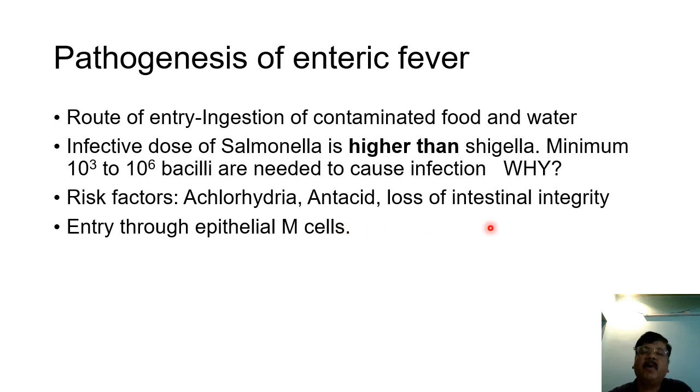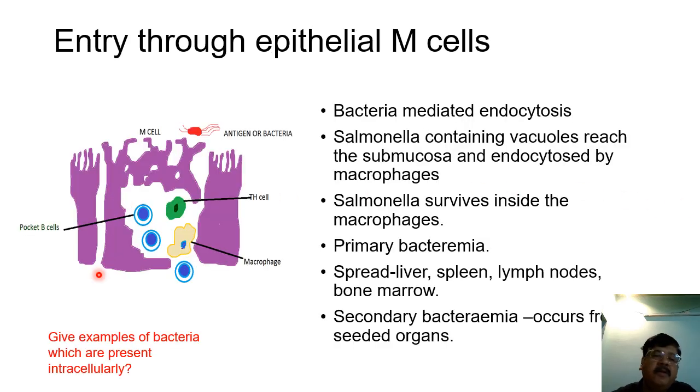The entry of the organism occurs through the epithelial M cells. You can see the M cell here. Bacteria-mediated endocytosis will occur. These M cells are specialized cells on the intestinal epithelium, where the first encounter of bacteria with the intestinal epithelium occurs, and there is bacteria-mediated endocytosis.